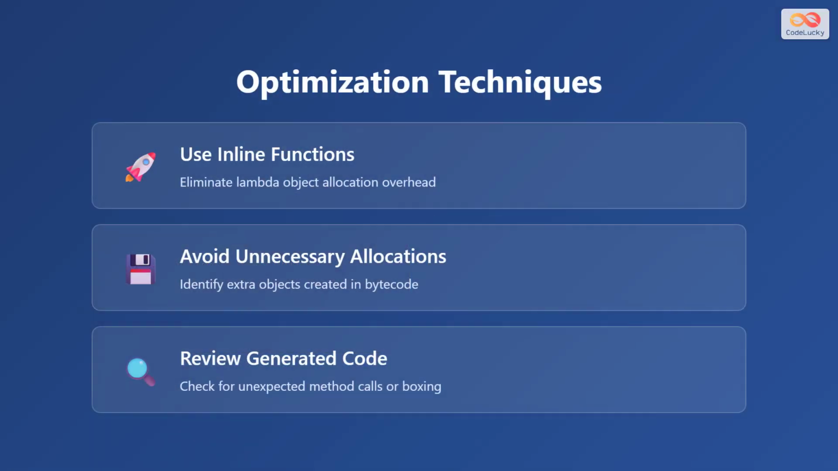Bytecode inspection reveals several optimization opportunities. First, use inline functions to eliminate lambda object allocation overhead, especially for frequently called higher-order functions. Second, avoid unnecessary allocations by identifying where the compiler creates extra objects that you might not expect. Third, regularly review the generated bytecode to check for unexpected method calls or boxing operations that could impact performance. By understanding the bytecode, you can make informed decisions about how to structure your code for optimal performance.